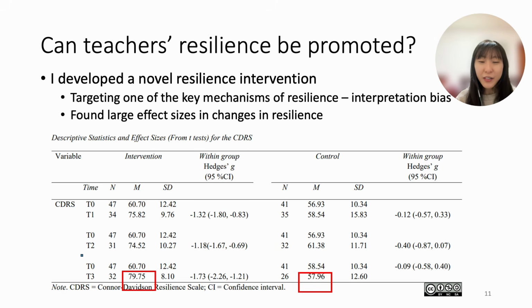Does that mean that teachers' resilience can't be promoted? That wasn't the case. For another portion of my PhD, I developed a novel resilience intervention by targeting one of the key mechanisms of resilience, which was interpretation bias. I found large effect sizes and change in resilience scores after taking part in the intervention. The effect size tells us how meaningful the relationship between variables or the difference between groups is, and a larger effect size is better.